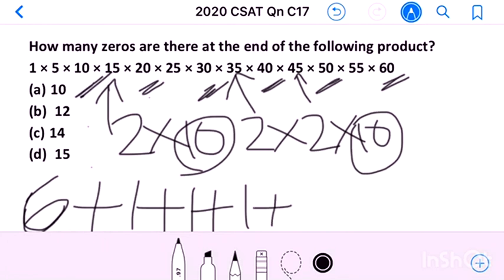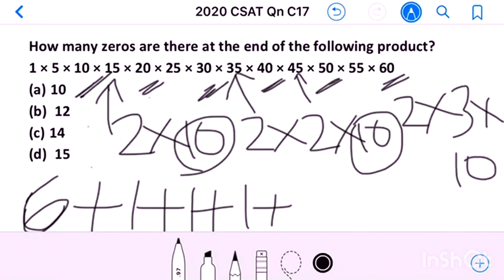Then 60 we can write as 2 into 3 into 10. So 2 into 55 is 110, which gives one more 0. So the total number of zeros in the product of these numbers is equal to 6 plus 4, 10. Our answer is option A, 10.